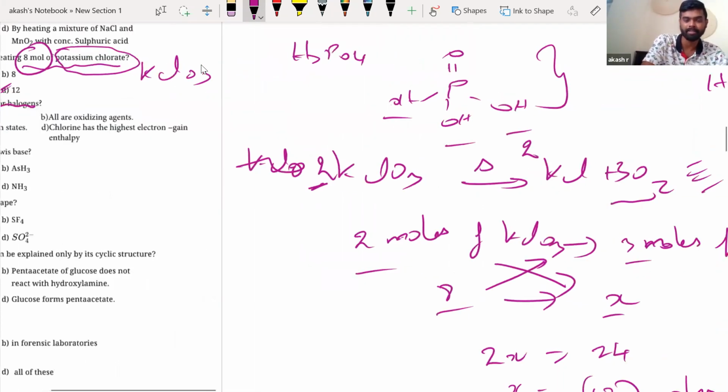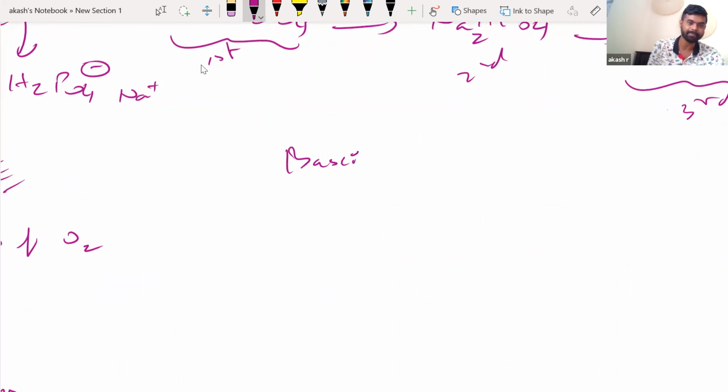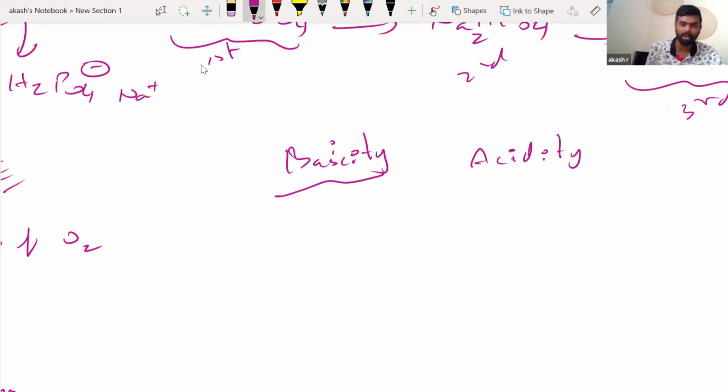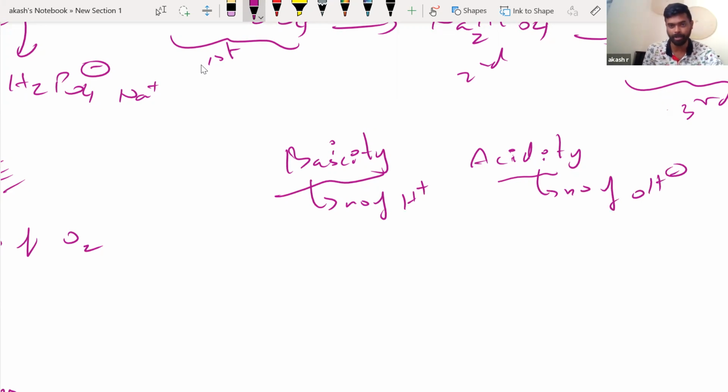See, look at this. There is something called basicity, and there is something called acidity. These are not the acidity when you have digestion problems, not that acidity. It's a chemistry term. Basicity is the number of H plus an acid can give. Exactly opposite, acidity is the number of OH minus a base can give. Basicity is the number of H plus an acid can give, acidity is the number of OH minus a base can give.